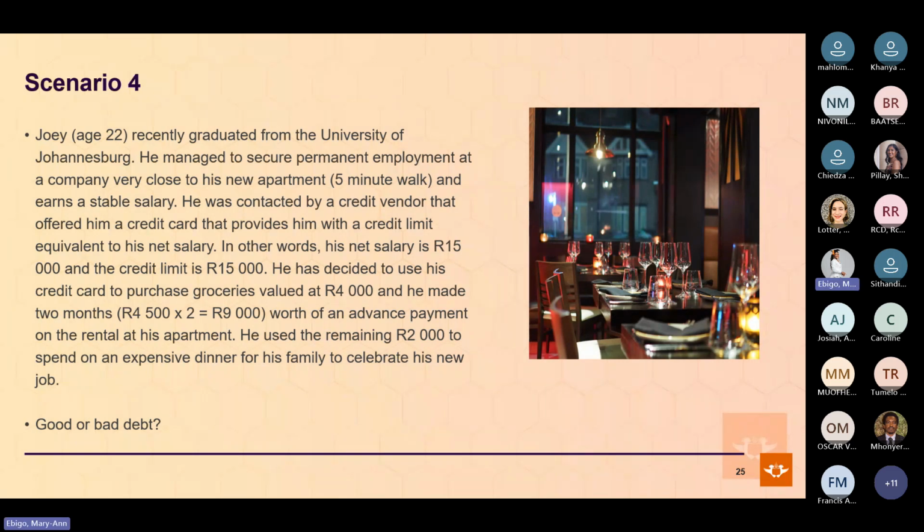Okay, so I'll answer this one. If we're going to look at whether this is good or bad debt, let's dissect his expenses. He got this credit limit of 15,000 Rand. He was just offered it and decided to take it, so that's something we must take note of. The second thing is that he used 4,000 Rand of that credit to purchase groceries. Groceries disappear. So when it comes to credit, it's ideal not to use it on something that disappears.